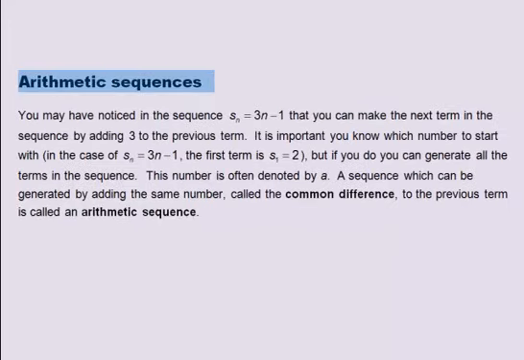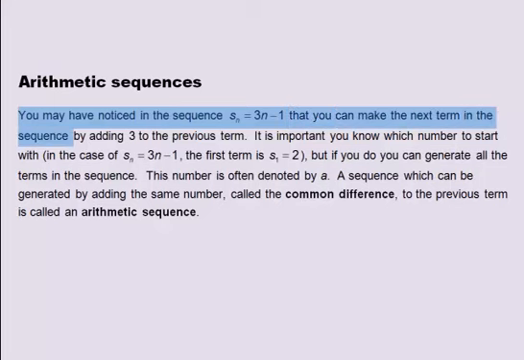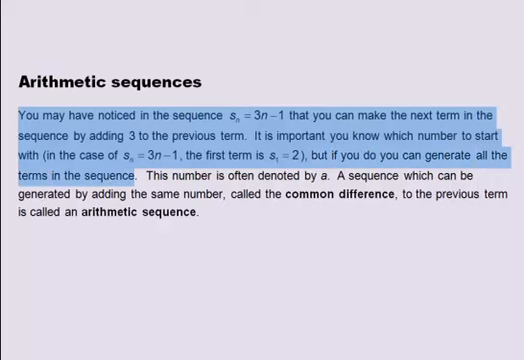Arithmetic sequences. You may have noticed in the sequence Sn equals 3n minus 1 that you can make the next term in the sequence by adding 3 to the previous term. It is important you know which number to start with. In the case of Sn equals 3n minus 1, the first term is S1 equals 2. But if you do, you can generate all the terms in the sequence.